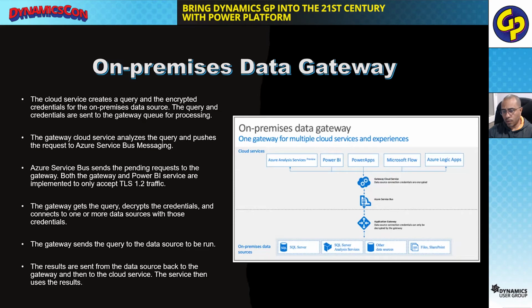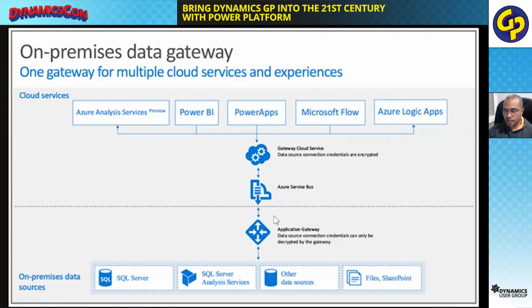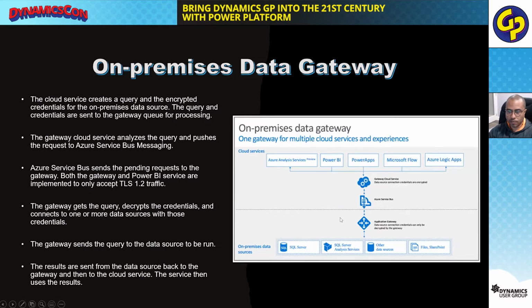Once the request is completed, everything is packaged and sent back, encrypted, to the service that requested it, and displayed in the form of a report, or the response of an app, a workflow, or a Logic Apps workflow as well. For those of you who are security conscious, this is done over TLS 1.2, so the encryption is done over TLS 1.2.